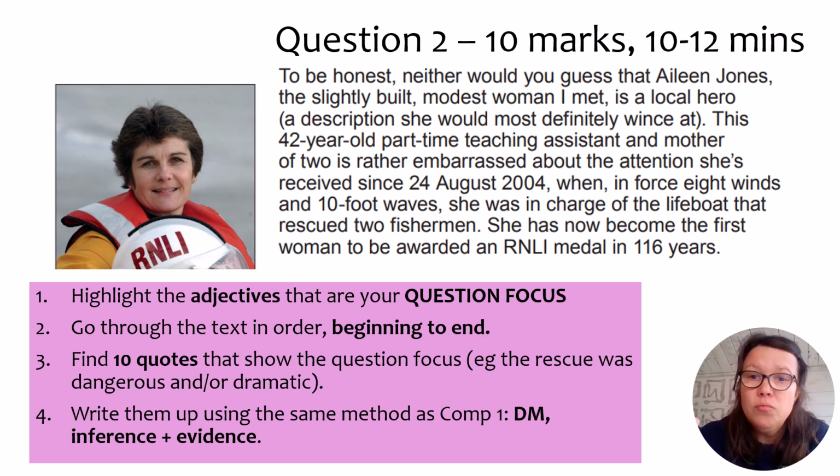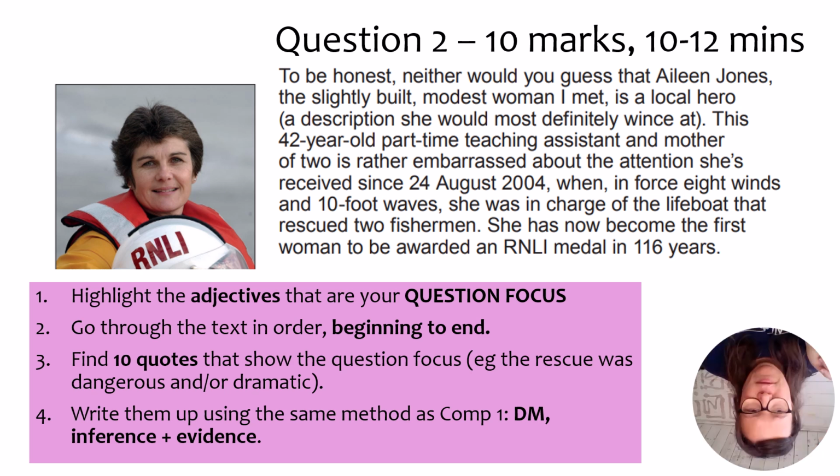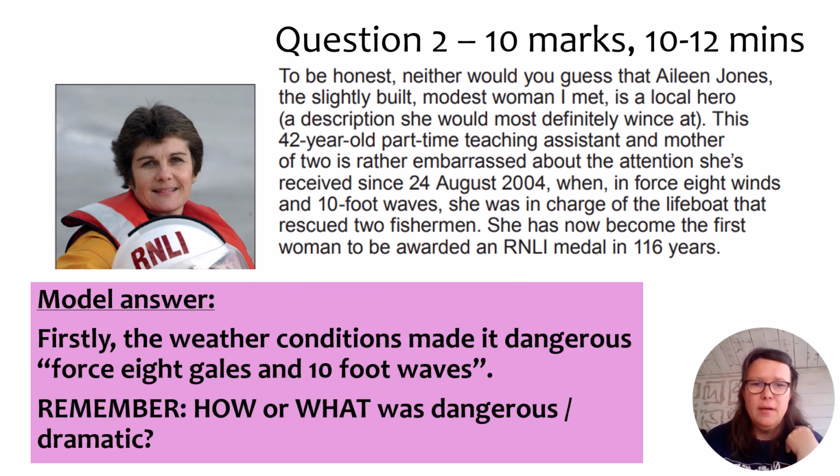Now, because we're working with that rule of thumb that you only use 1 piece of evidence per sentence, you can either use force 8 winds or 10-foot waves, or use them together. What you can't do is say it was shown to be dangerous because there were force 8 winds, and it was shown to be dramatic because there were 10-foot waves, because that's all in the same little bit of description. It would only be awarded as 1 inference. So for this one, our answer would be something like, firstly, the weather conditions make it dangerous.